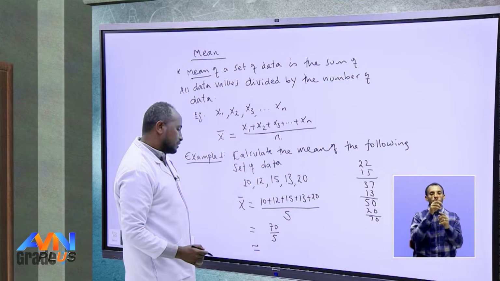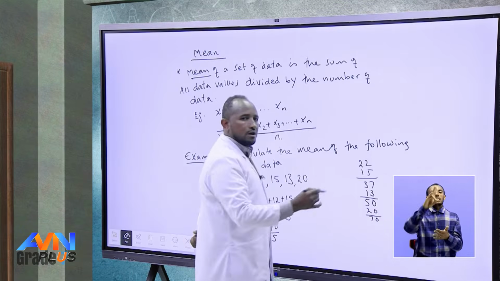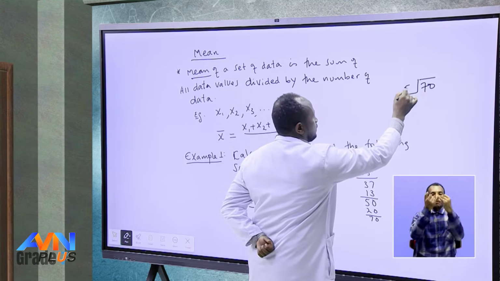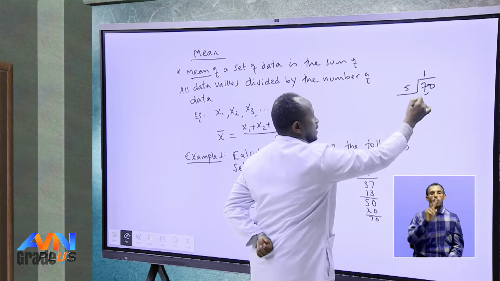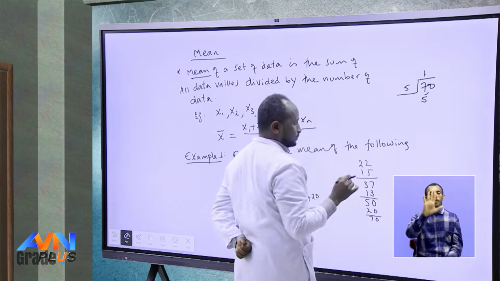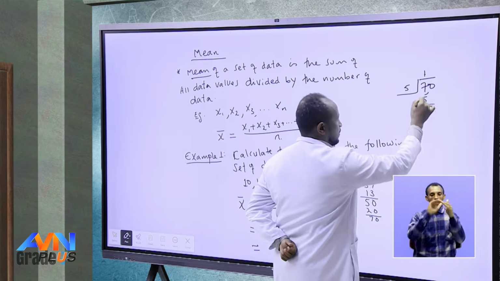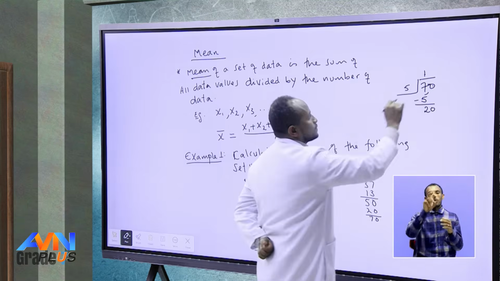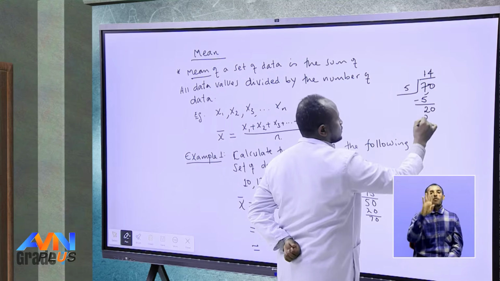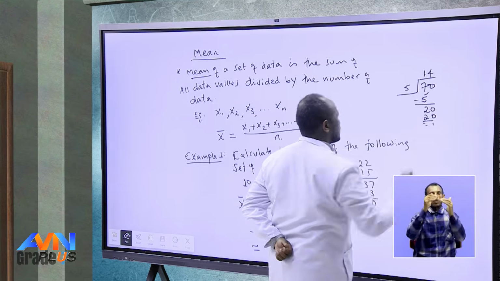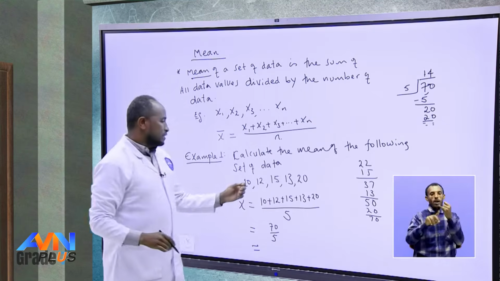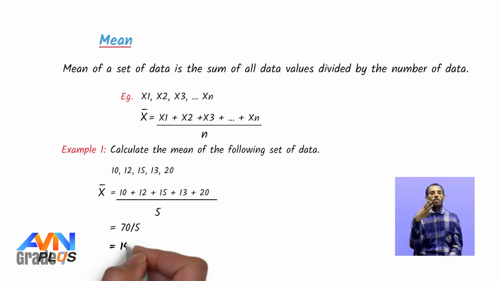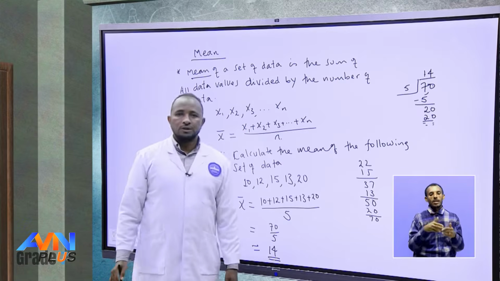So let's divide 70 by 5. 1 times 5 is 5. Subtract this: 7 minus 5 is 2. Put 0 here. 20 divided by 5 is 4. 4 times 5 is 20. Therefore, the final answer, the mean of this data set, is 14. This will be the answer. Now let's continue to the second example.